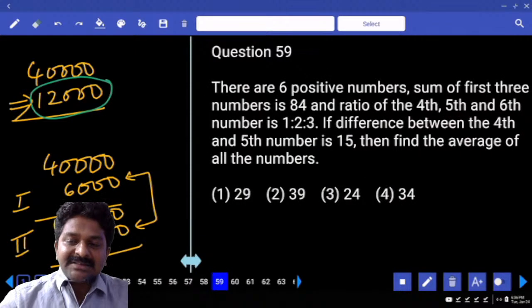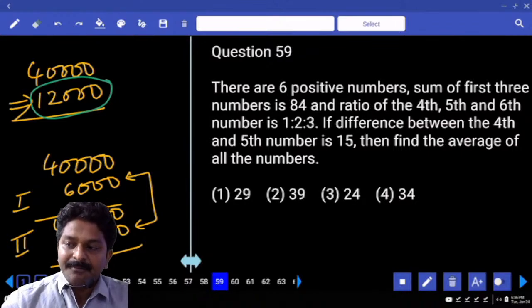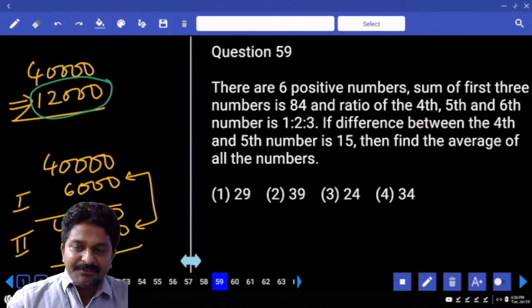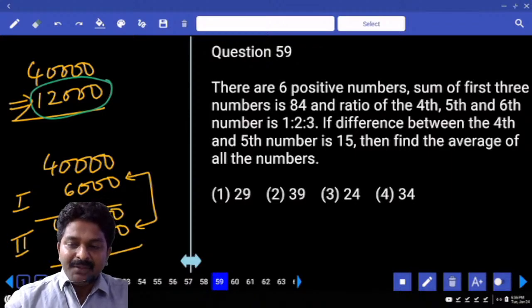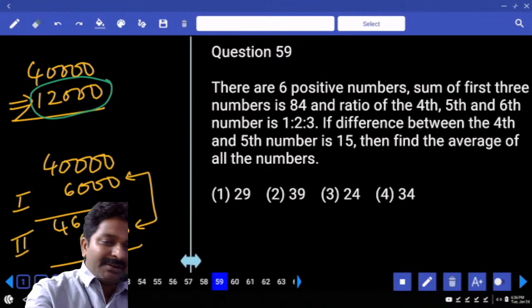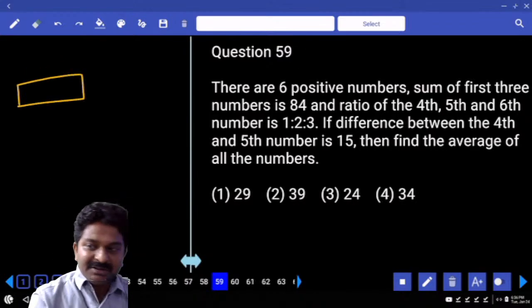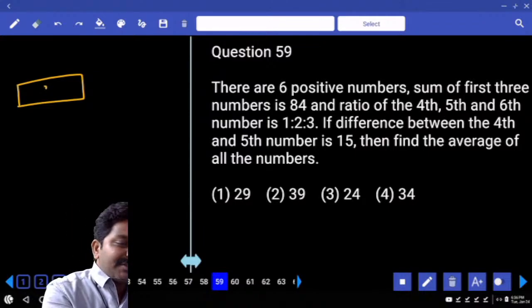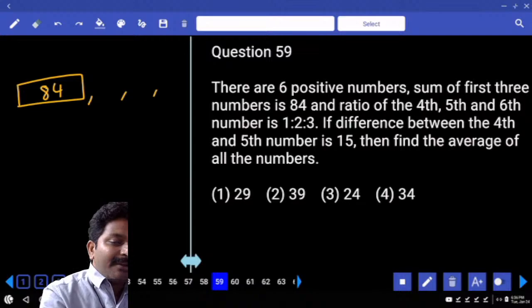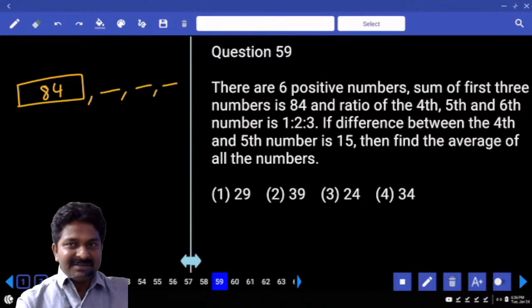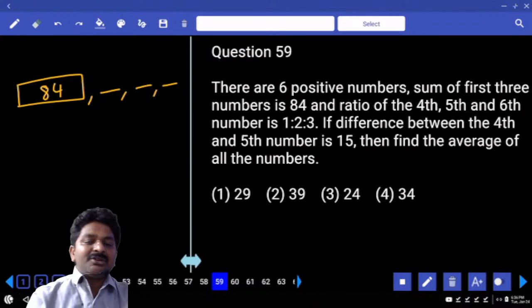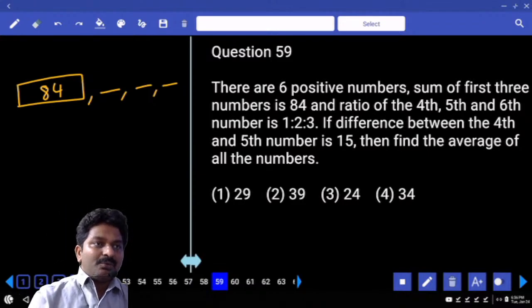There are 6 positive numbers. Sum of first 3 numbers is 84 and the ratio of 4th, 5th, 6th numbers is 1, 2, 3. If the difference between 4th number and 5th number is 15. Right. We have 3 numbers here. Sum is mentioned: sum of first 3 numbers 84. How many more numbers do we have? 4th number, 5th number, 6th number. Remaining 3 numbers are there. Correct. They are in the ratio 1, 2, 3.